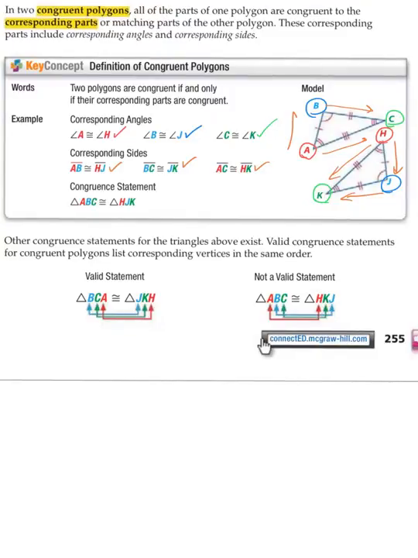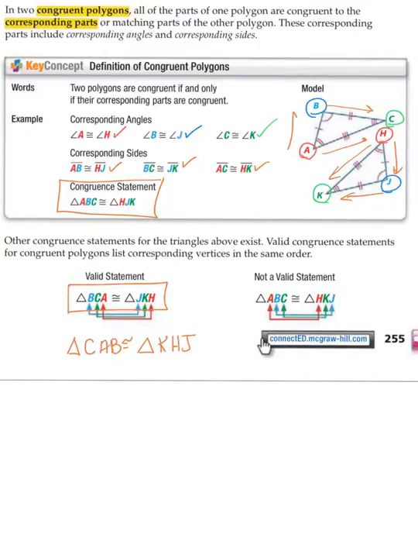So everything corresponds. So we can write our congruent statement that triangle ABC is congruent to triangle HJK in that order. I could have put triangle BCA is congruent to JKH. That would be another valid statement. I could put CAB congruent to KHJ.